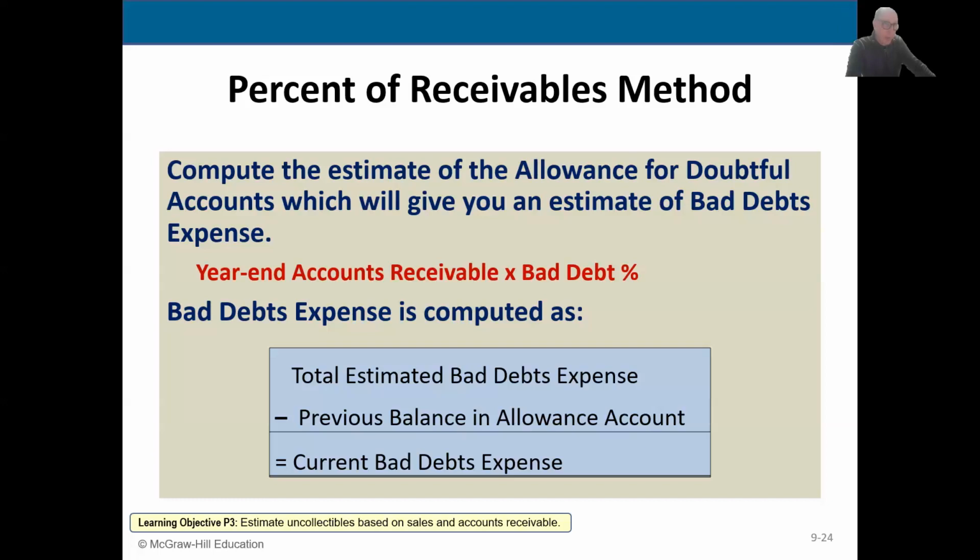And to calculate this, we're going to take the total account receivable at the end of the year, and we'll multiply that by the bad debt percentage. And it's that same bad debt percentage that we used before. So it's going to be calculated by taking the total estimated bad debt minus the previous balance in the allowance for doubtful accounts. That will equal the bad debt expense. Don't worry, I'll run through a very similar example.